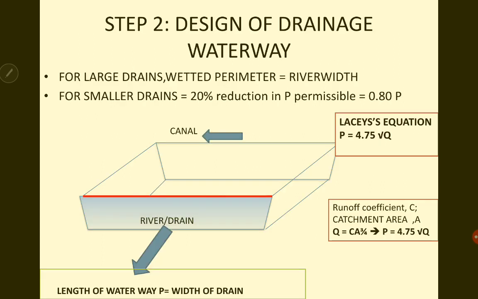The second step, this is where the design is starting. In step 2, the actual design is going to start. Step 1 may be there, it may not be there. It's based on the question. In some questions, the Q value will be directly given. In some questions, the C and A value, that is the runoff coefficient and the catchment area, will be given. In that case, we have to find the Q based on the equation and then find the rest of it.